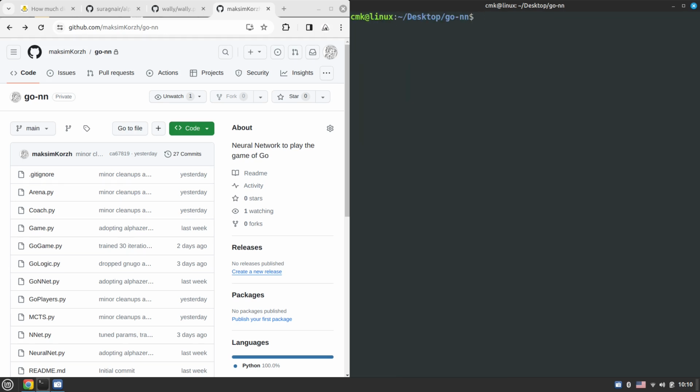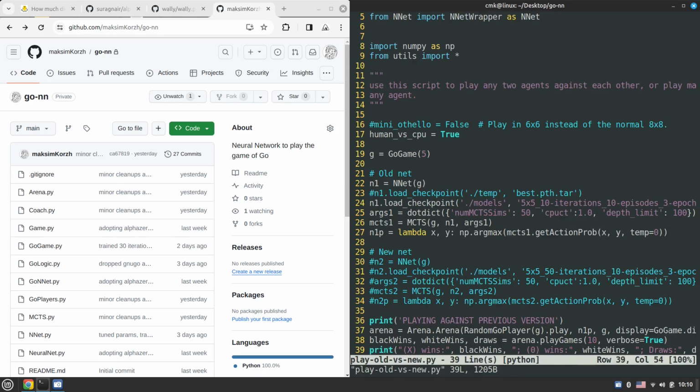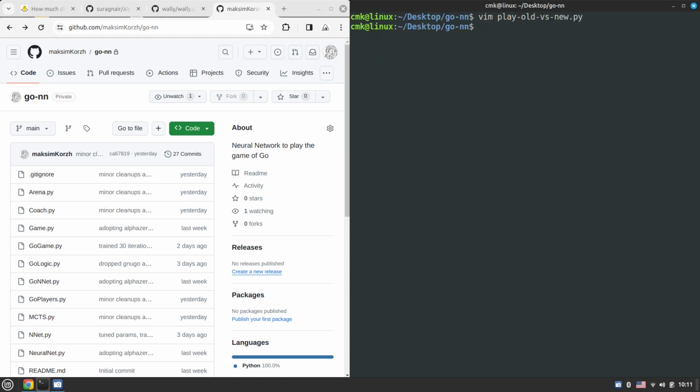Okay, so now let's have a look at the script where we can play a match. First, a random Go player will be playing with black stones and our neural network with white stones. That would be 10 games. We'll print the results and then we'll swap the players and let them play vice versa. So let's have a look. I just run python3 play old versus new, and here we go.